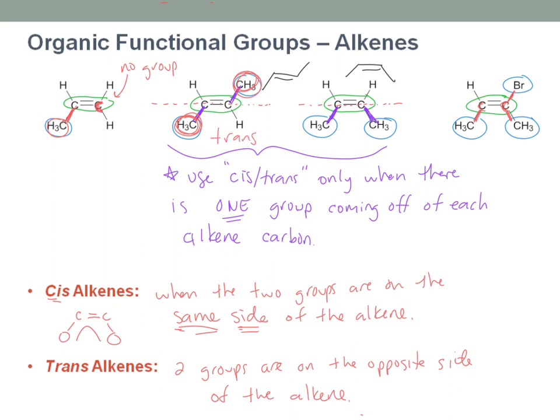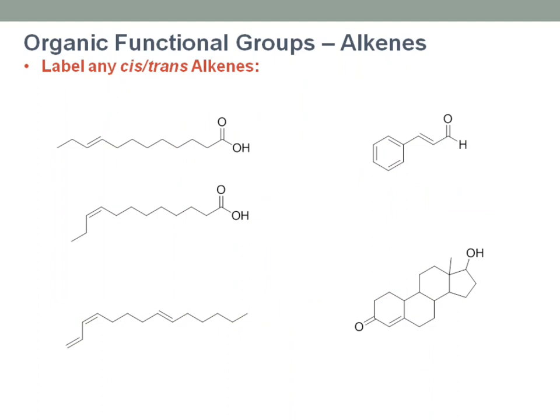And if I look over here on the molecule on the right-hand side in the middle, the two groups that are coming off of my alkene, they're on the same side of this dotted line. So that would be a cis alkene. So when you draw a line through the C=C double bond, if they're on the same side, that's cis. If they're on opposite sides, that's trans. So let me show you some more examples. Here's a few more.